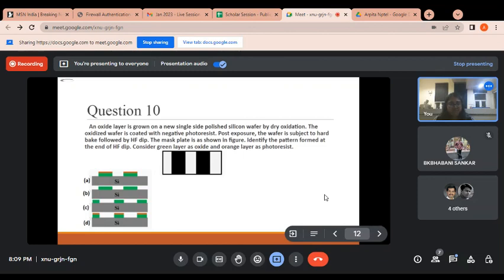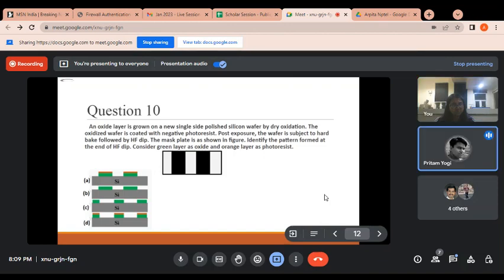So let's see. Here this is the mask design, the black and white portions. This is the mask design, and also we are using the negative photoresist. So can anyone say what is the difference between the negative photoresist and the positive photoresist? Please try to explain.